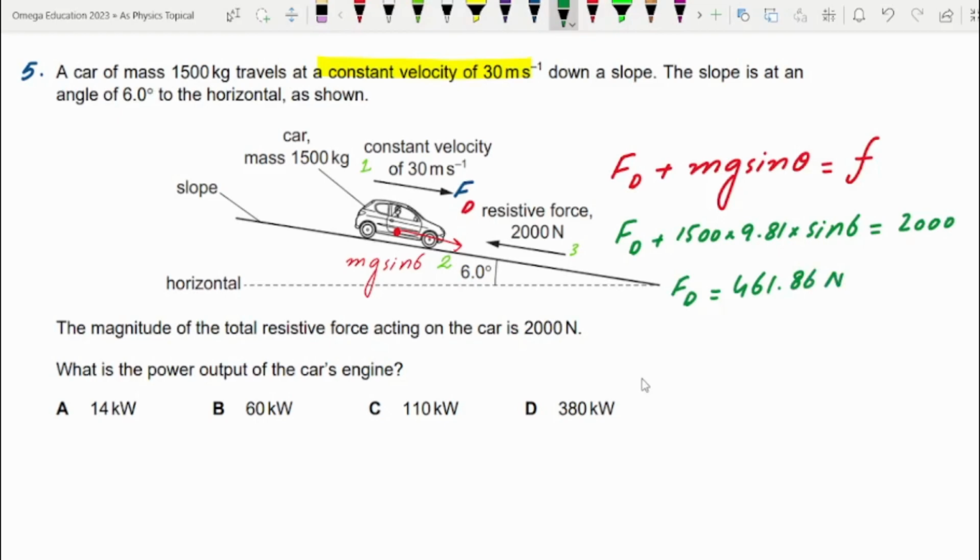Newton. Now we can find the power output of the car engine simply by multiplying this driving force, which is the force of the engine, with the speed, which is 30. So whatever the answer was, 461 point something, times 30, we get 13855, so 13.8 thousand watts, which in significant figures would be 14,000 watts.